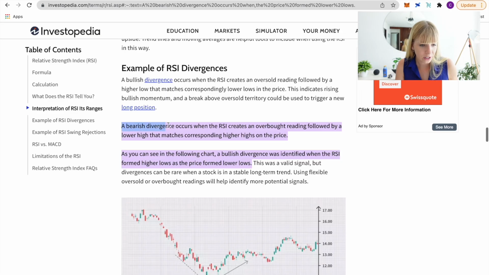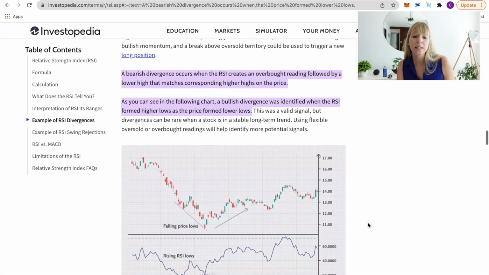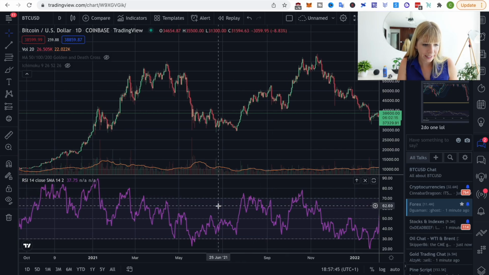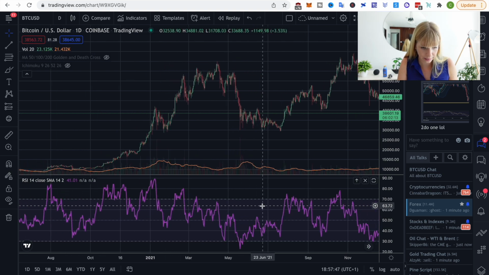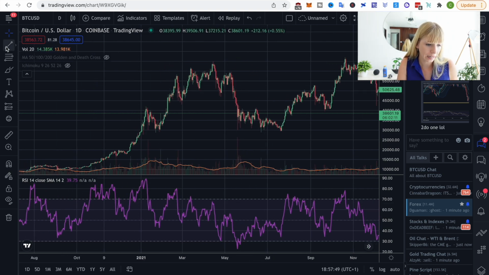A bearish divergence occurs when the RSI creates an overbought reading followed by a lower high that matches corresponding higher highs on the price. Now, in my opinion, this is not only in the overbought or oversold range, but in general, if you see different movements than the price. Let's take a look at the charts so you see what that looks like. So for instance, one very clear divergence was this one. So I'll just draw a line here.